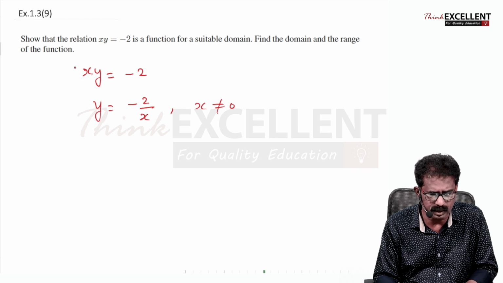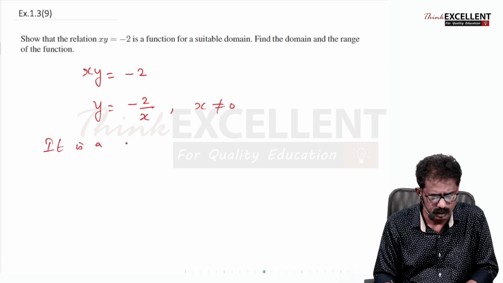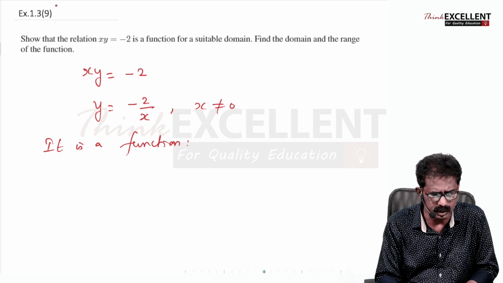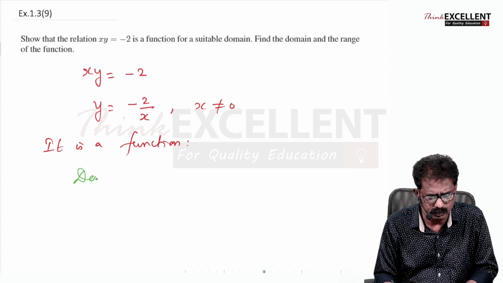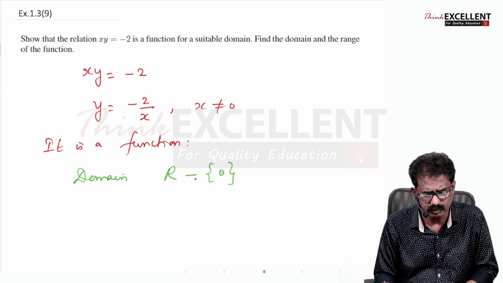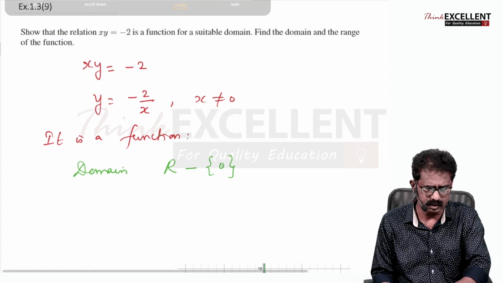So, okay, show that the relation is a function for a suitable domain. It is a function, and the suitable domain also you mentioned. So here the domain is, you can give any real number other than what? 0. Because if you give 0, something by 0 is not defined, right?